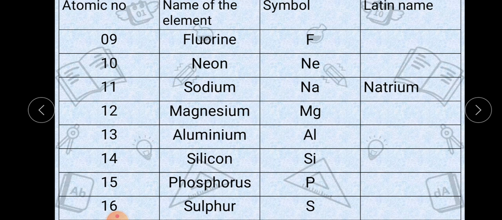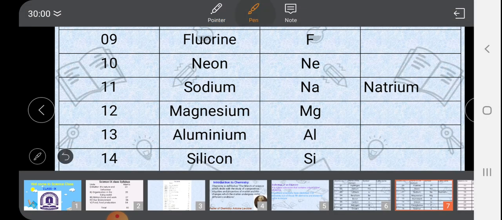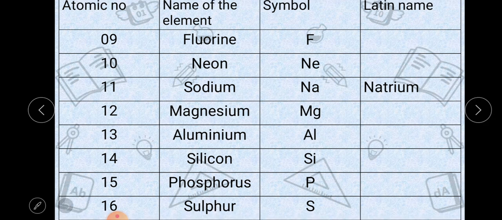You should not write both capital. For example, for neon, if you write N and E, it is wrong, because we should not write both capital. We should write first letter capital, second letter small. Next, 11th element is sodium, which has the symbol Na. Why? Because sodium's Latin name is natrium. That's why we have taken the Latin name as the symbol Na.